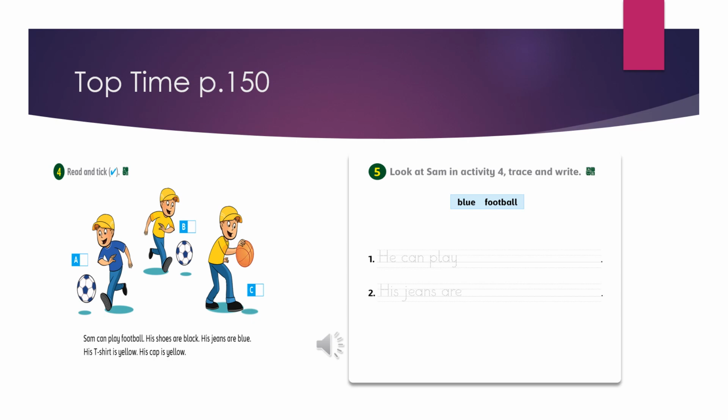Look at activity 4. Sam can play football. His shoes are black. His jeans are blue. His t-shirt is yellow and his cap is yellow.